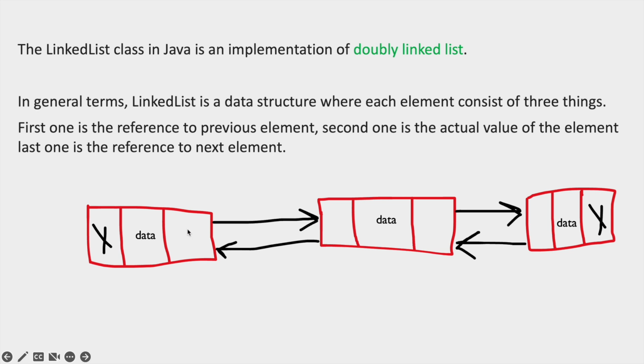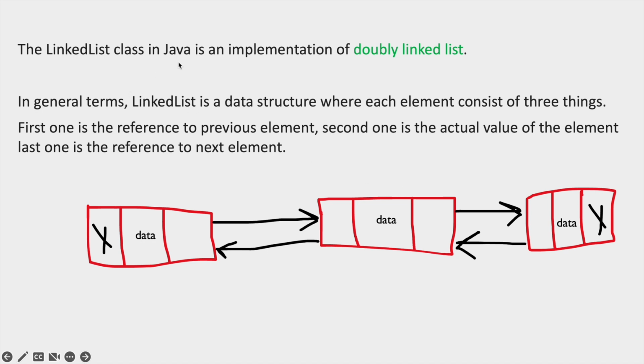this element will have the address of the next element, and this element is pointing to the previous element, that is, this part contains the address of the previous element. And this is the last element, so the last element will not have a next element, that is the reason the third part contains null. So this is how we represent a linked list.